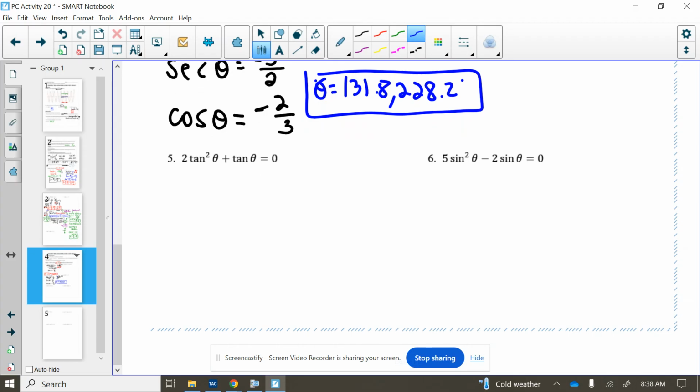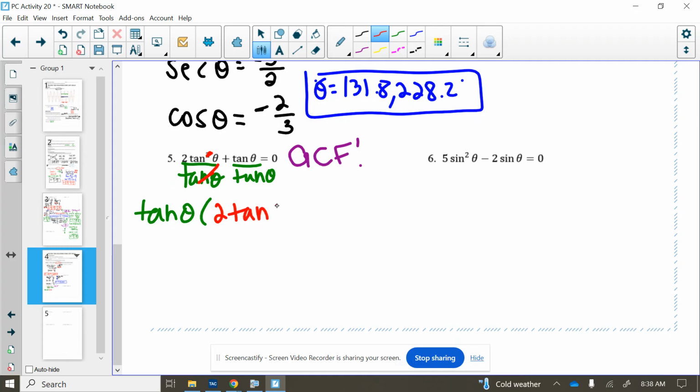All right, now, in number 5, it is very tempting to move over that tangent to the other side and try to cancel things out. But what we're going to do instead is look for that GCF between the two, the greatest common factor. What we notice is both of these have a tangent that we can divide out as a GCF. So remember that tangent stays on the outside then, and when we divide out tan squared divided by tan, we're left with just the 2 tan, and then tangent divided by tangent is 1. Remember, this doesn't equal 0, tangent divided by tangent is 1.